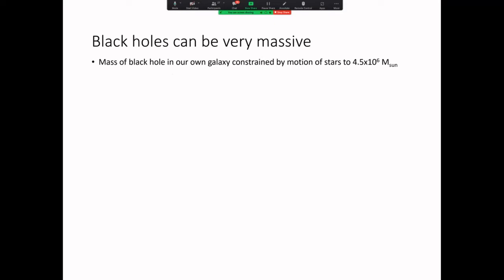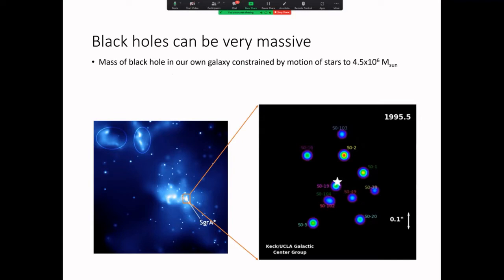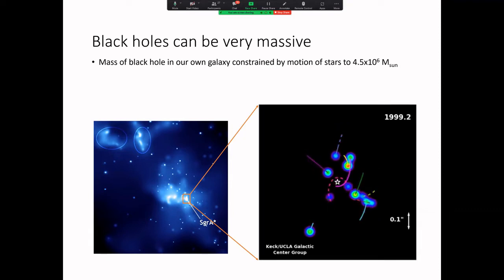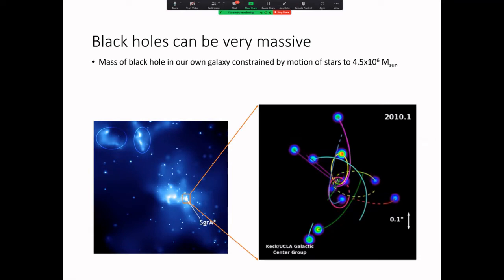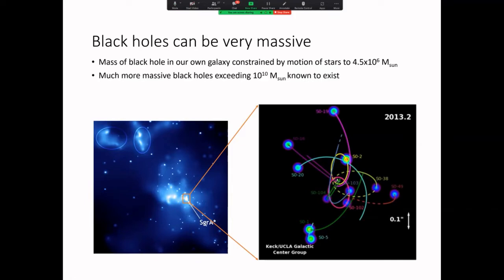Besides stellar mass black holes, we also know that black holes can be very massive. For example, we can look at the center of our own galaxy. Here you see a global picture, and here you see a zoom in. All of these dots represent stars, and observers have tracked these stars for several decades now, and they orbit this black hole. And just by simple Keplerian dynamics, you can see that there must be something extremely massive, on the order of several million solar masses, at the center of our galaxy.